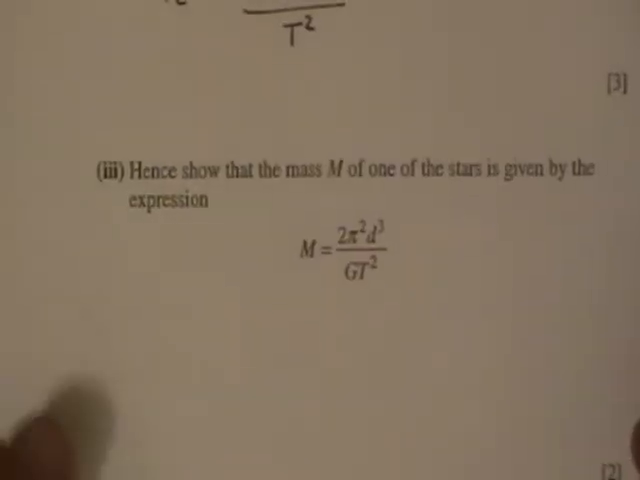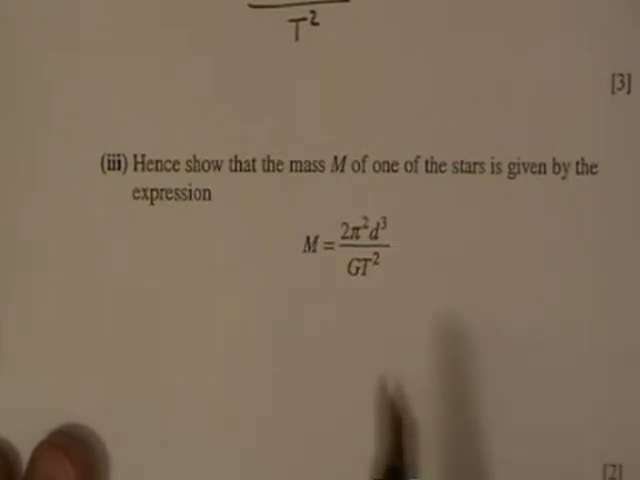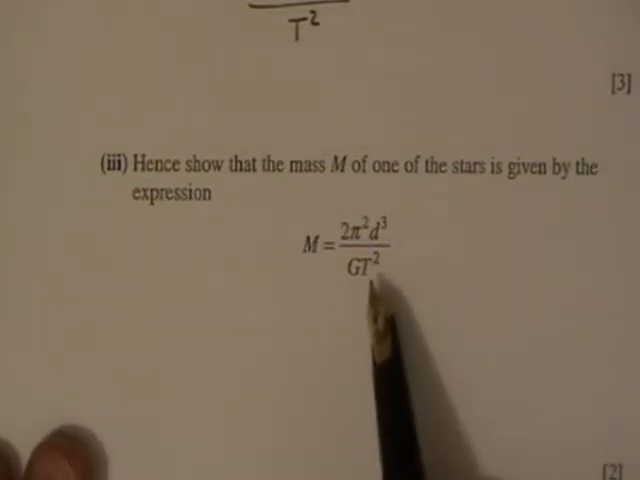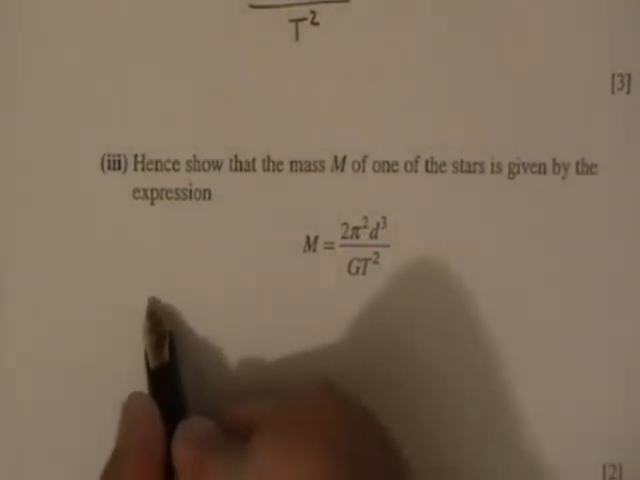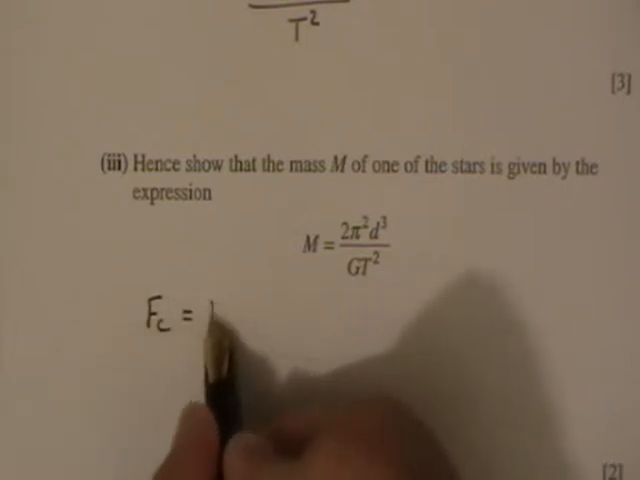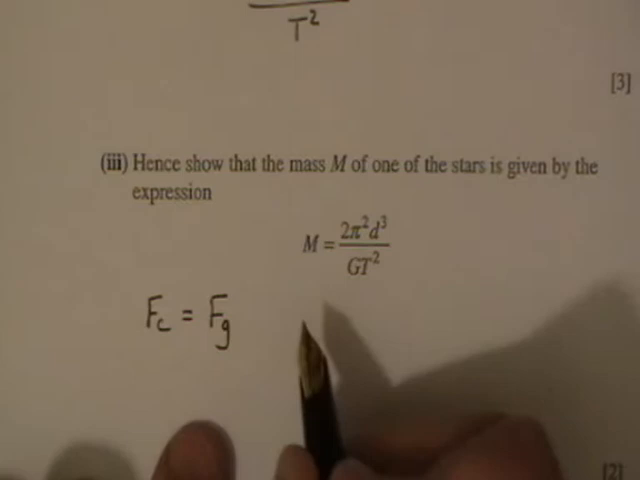And then finally, hence show that the mass m of one of the stars is given by the expression m equals 2 pi squared d cubed over G T squared. And that's because I can now equate Fc with Fg, because the centripetal force is provided by the gravitational force.